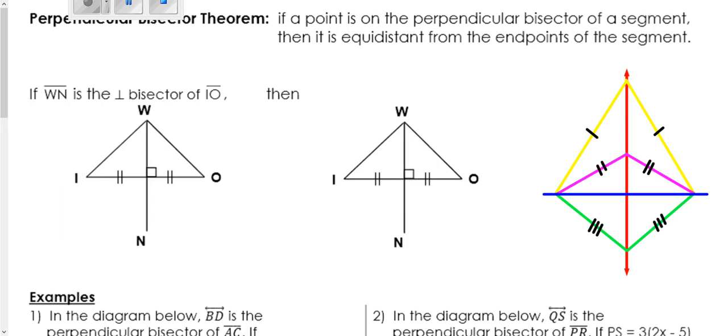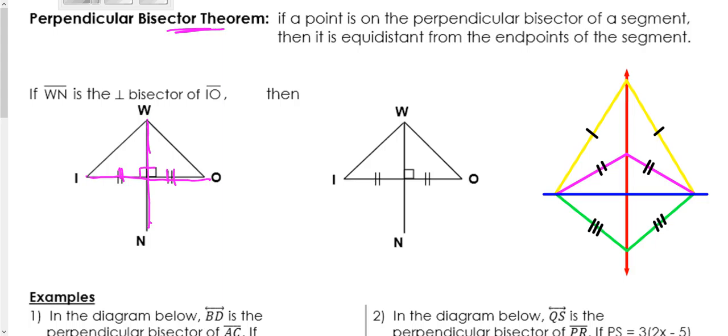Okay, so here's the nice thing about the perpendicular bisector theorem. It says that if a point is on the perpendicular bisector of a segment, then it is equidistant from the endpoints of the segment. That means that if WN is the perpendicular bisector of IO, right where they intersect is two 90-degree angles. Bisector means that this segment's congruent to this segment, but it also means that anything that lies on this line is going to be the same distance to O as it is to I.